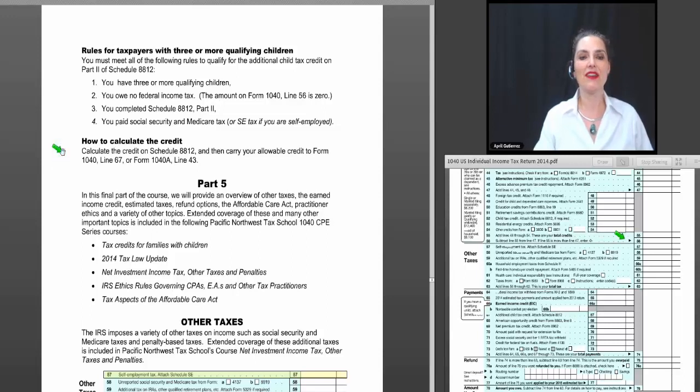How to calculate the credit? Figure the credit on 8812, then carry the allowable credit to line 67 of the Form 1040, but you can also enter it on line 43 if you were filing short Form 1040A.